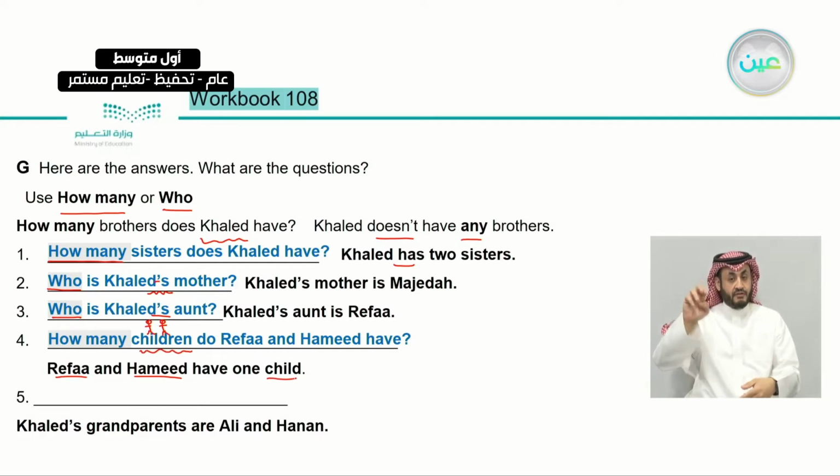And child, it's a singular noun, only 1 person. So children is the plural, child is a singular noun. Number 5, blank. Khalid's grandparents are Ali and Hanan.